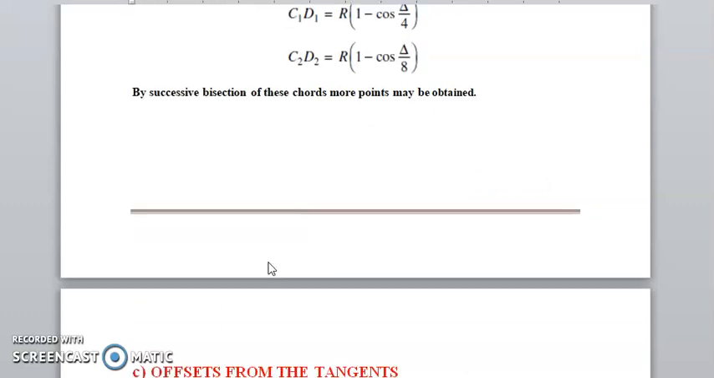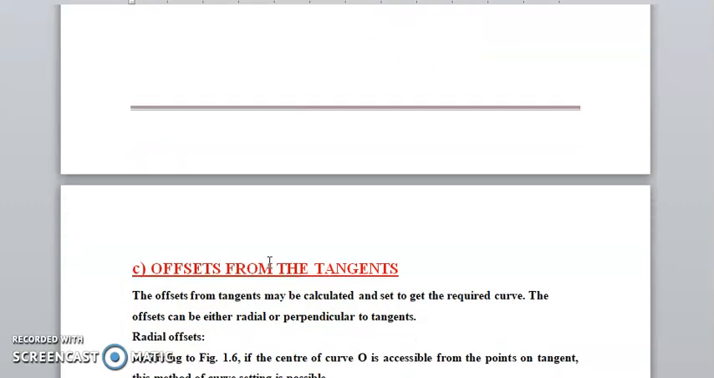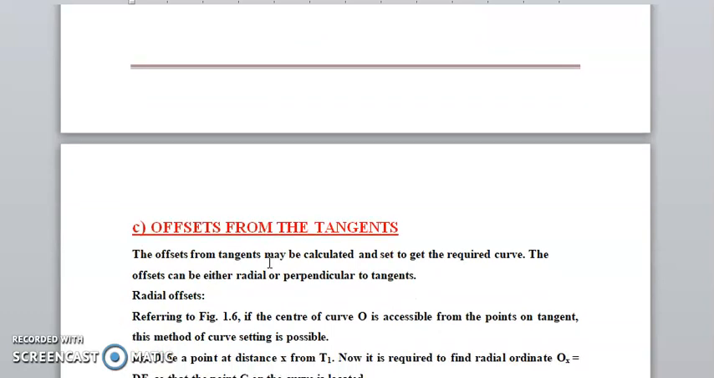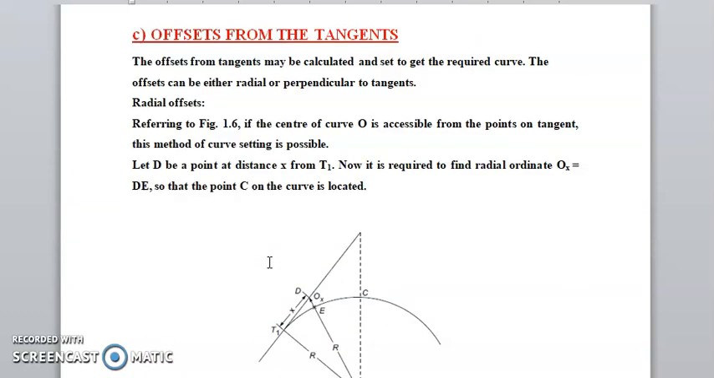Now we go for the offset from the tangent, the third one. Offset from the tangent may be calculated and set out to get the required curve. The offset can be either radial or perpendicular to the tangent. First, the radial offset, figure 6.1.6.